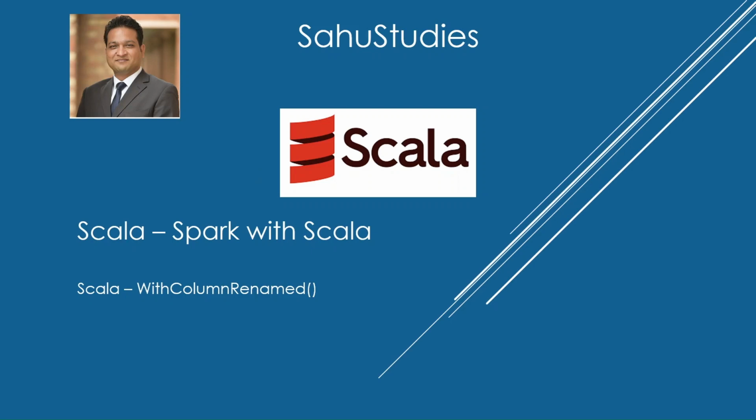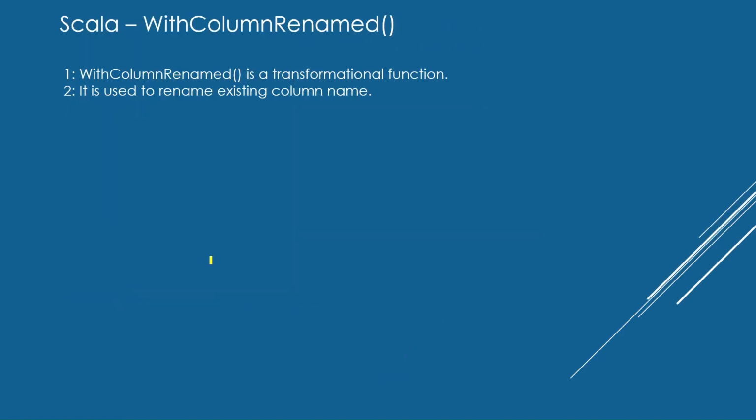In this video, I am going to discuss the withColumnRenamed function in Scala. The withColumnRenamed function is a transformational function and it is used to rename an existing column. Suppose you have a column in a data frame and you want to rename the column to some other name. With the help of the withColumnRenamed function, we can rename an existing column in a data frame.